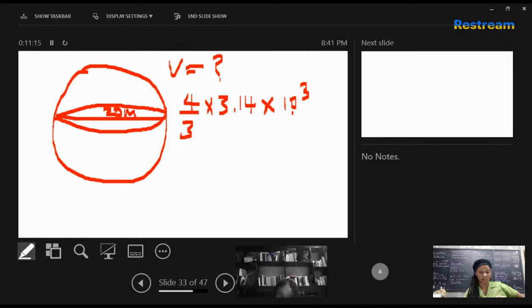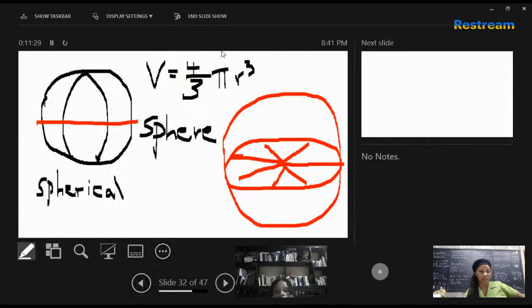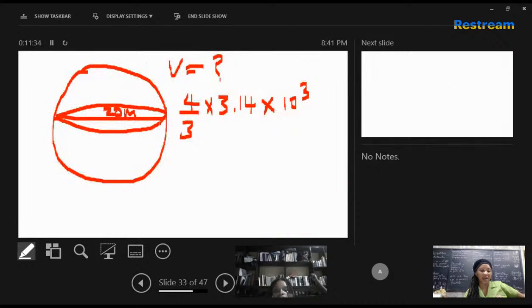It's half the diameter, because the radius is half the diameter. So half of 20 is 10. All right, so they gave us the diameter, but we want the radius to plug into the formula. So we know that the radius is half of the diameter, so half of the 20, which is 10.